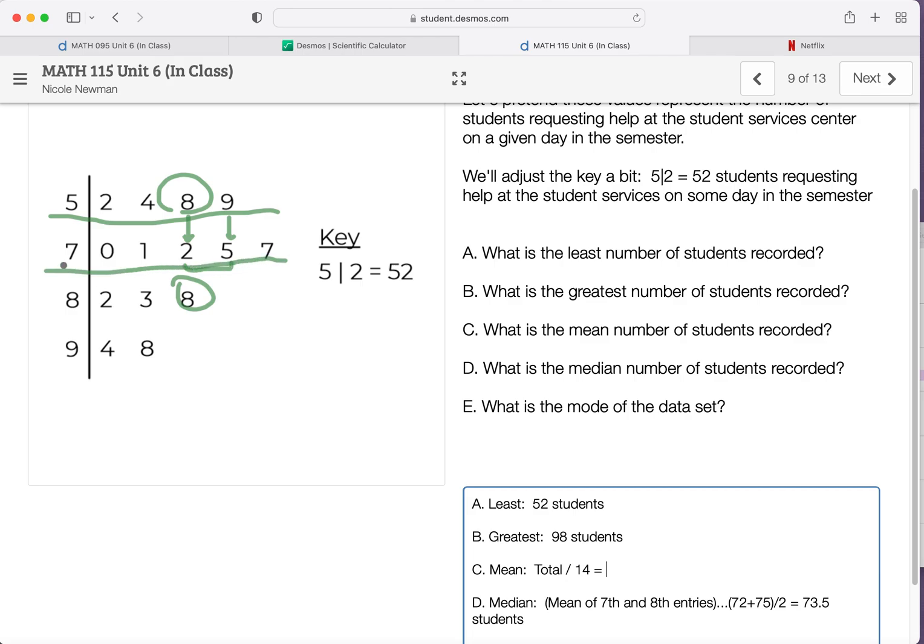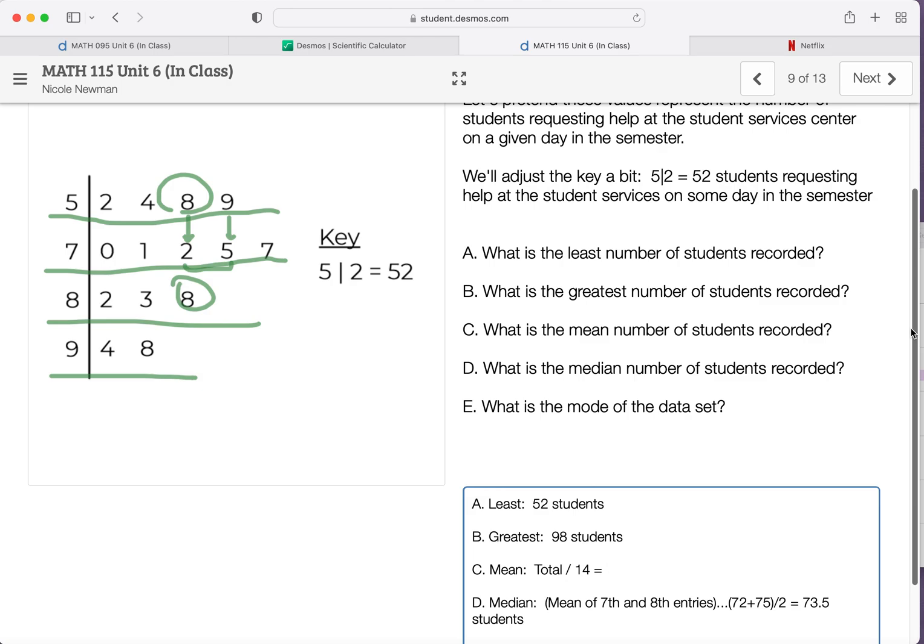And then I come through and I do the 70s. So 70 plus 71 plus 72 plus 75 plus 77. And then I come through and I do the 80s. And then I come through and I do the 90s. And then I add all of those together. So I actually don't type them all in one giant list. I used 4 smaller lists.